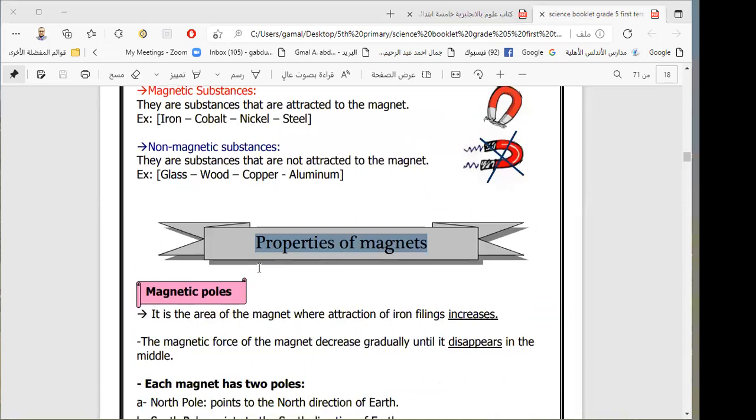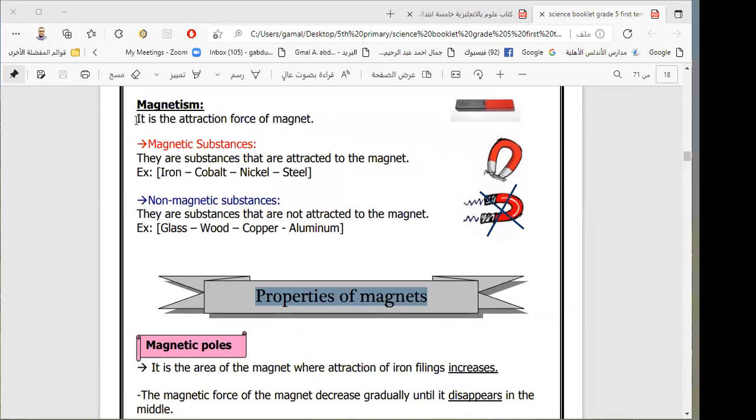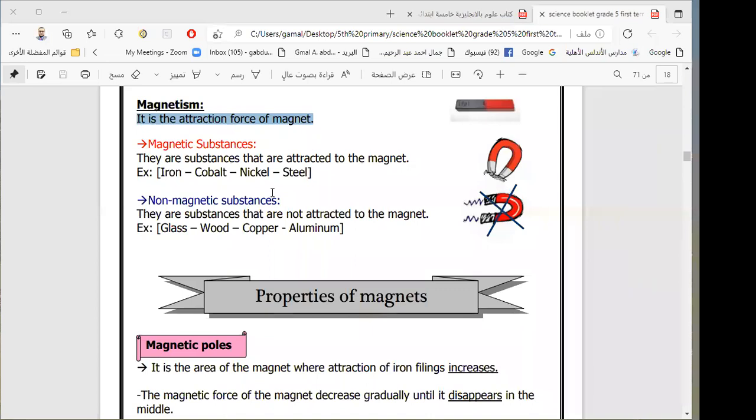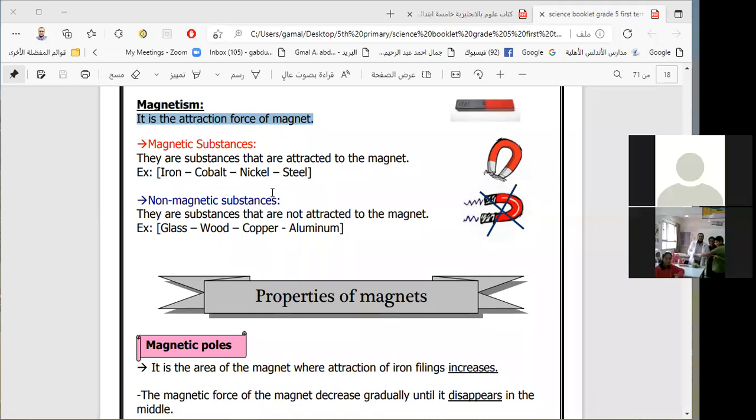In the last session, we studied the meaning of magnetism, and we said that any magnet has a force. This force is called magnetism. It is the attraction force of the magnet. After that, we said that the magnet can attract only some materials, not all materials. These materials are called magnetic substances. The magnetic substances are the materials which are attracted to the magnet.